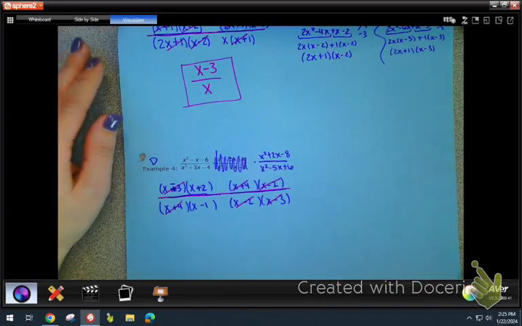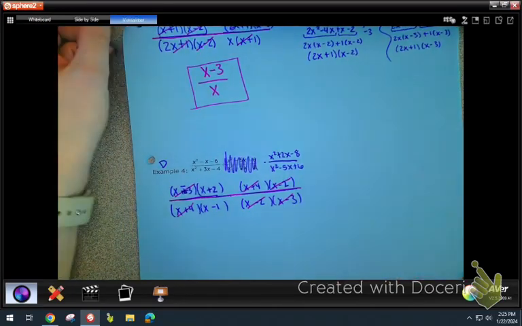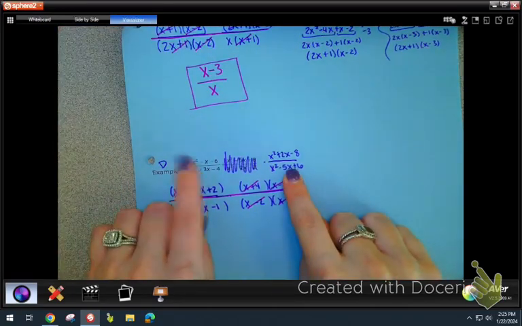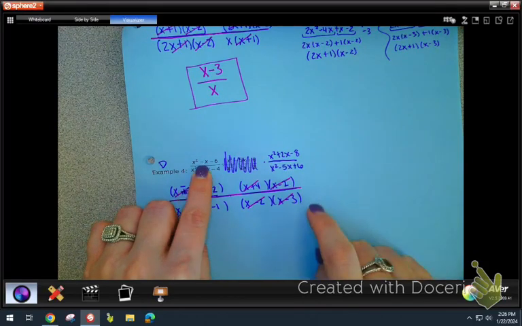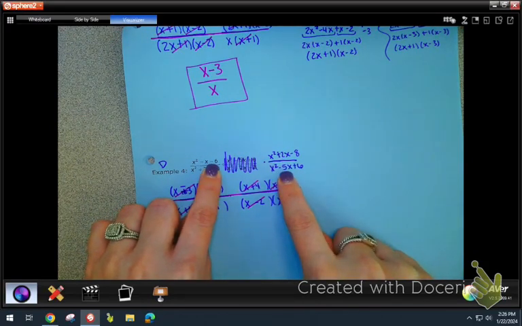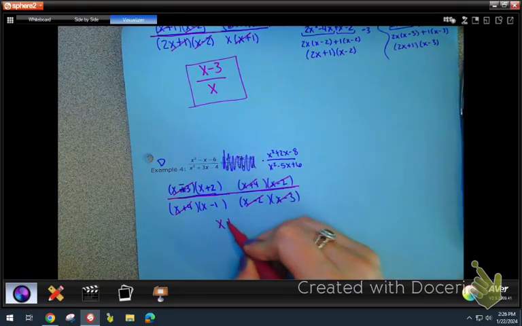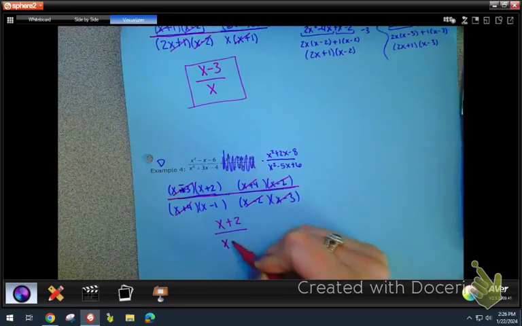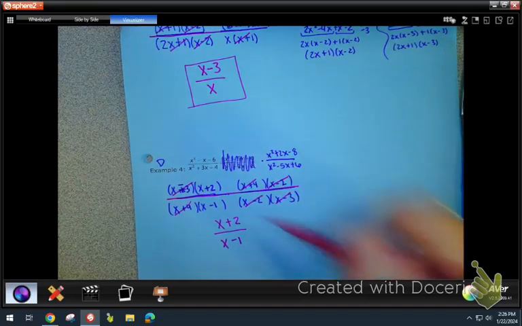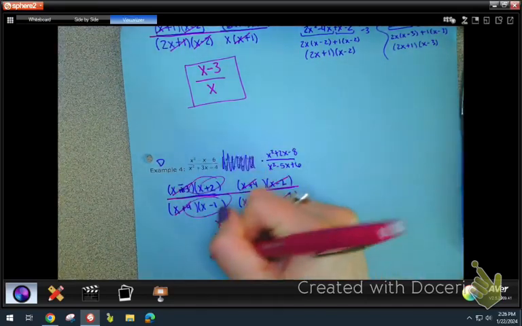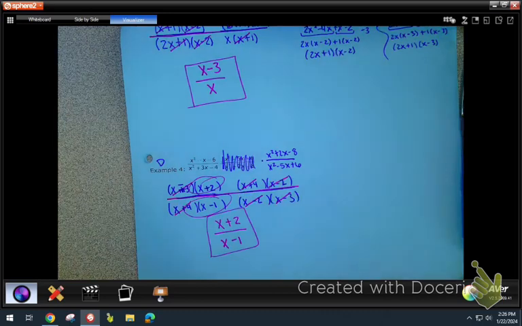So 3 things simplify out. Careful with the 6's. I know, it's confusing. X squared minus x minus 6. X squared minus 5x plus 6. Just be careful with those negatives. It's the 2 and the 3 and the 6. So this simplifies to x plus 2, x minus 1, because that's all that's left over. This guy and this guy. Okay?